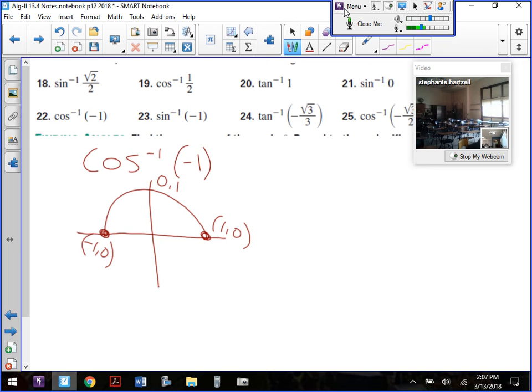And how many radians is that? Pi. So your answer here is 180 pi. Because that's the ordered pair that has a negative 1.